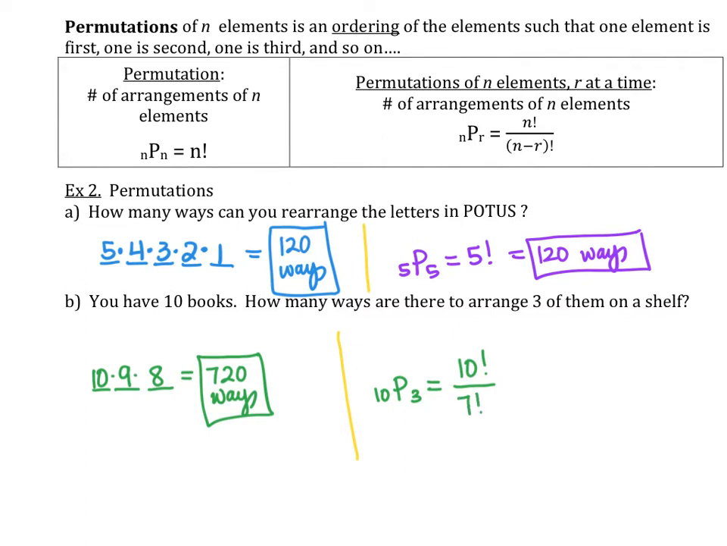If I have 10 factorial in the numerator and 7 factorial in the denominator, 7 times 6 times 5 times 4 times 3 times 2 times 1 cancels out, and what I'm left with is 10 times 9 times 8, which means I will still get 720 ways. If you have found the permutation button on your calculator, you could also use that.